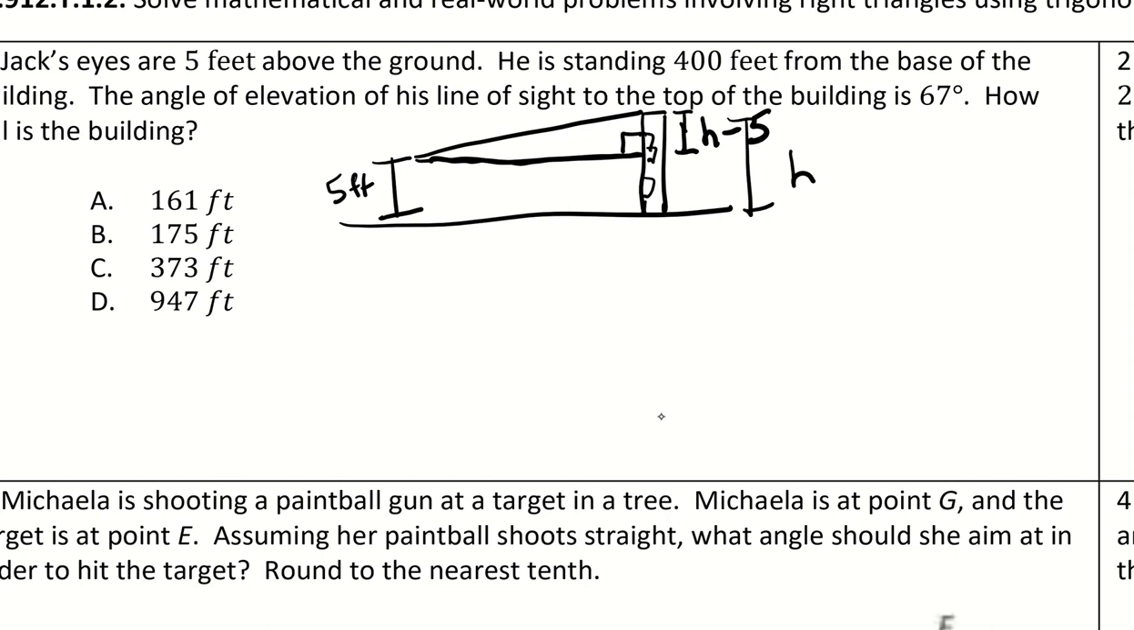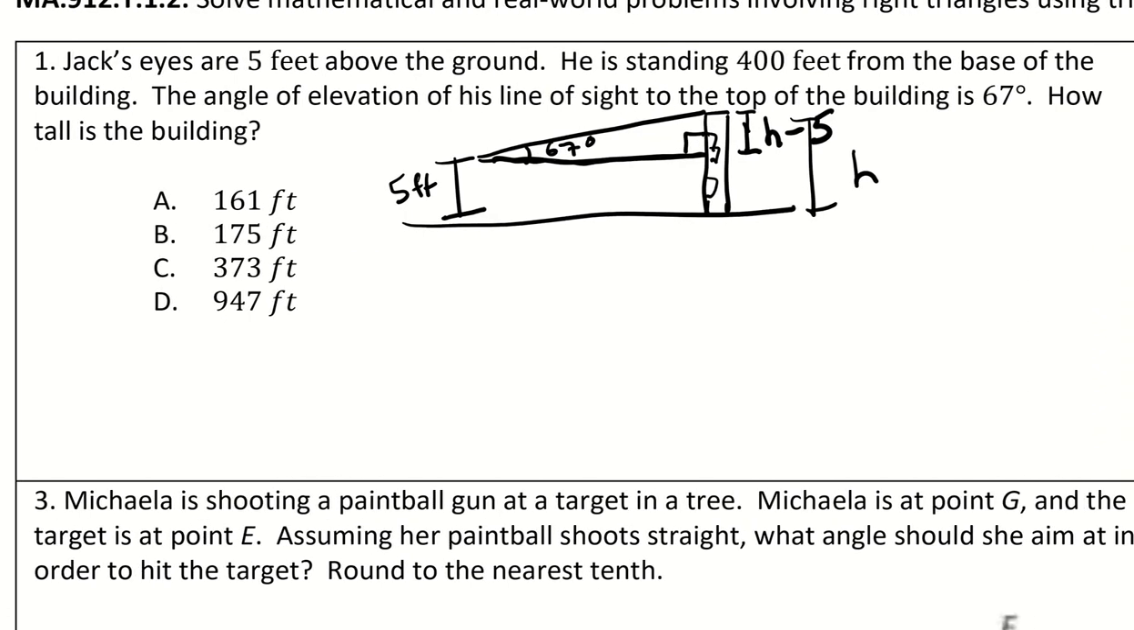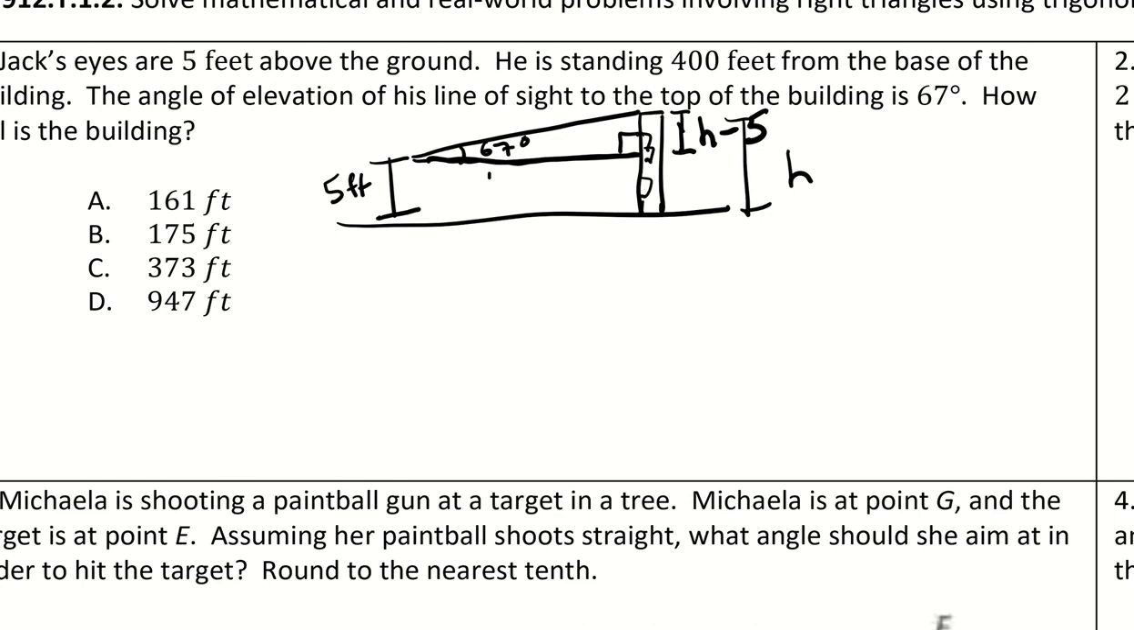And then it says that the angle of elevation of his line of sight to the top of the building is 67. So this is 67 degrees. And it says that he is standing 400 feet from the base of the building. So he's standing 400 feet away. So using this right triangle and this right triangle only, let me just redraw that triangle over here.